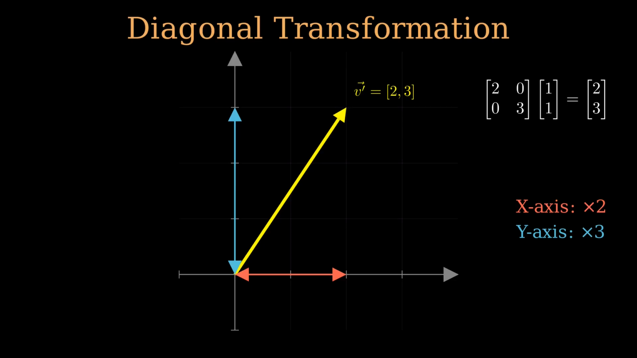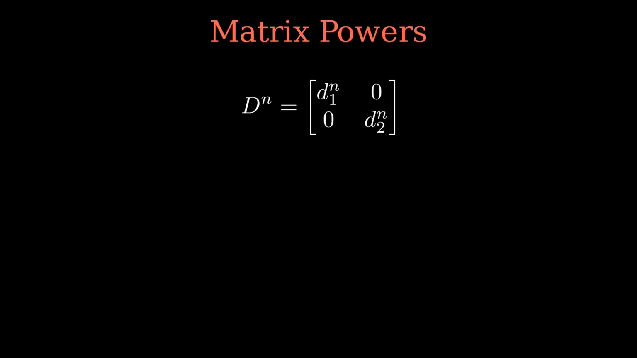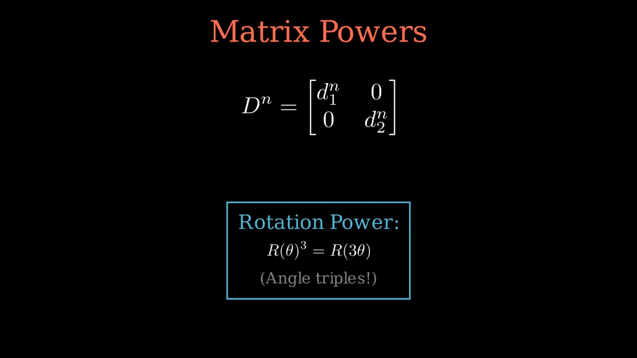Each axis scales independently. Here's where diagonal matrices really shine. Computing powers is incredibly easy. Compare this to rotation. Computing R to the third power means rotating 3 times, which equals 1 rotation by 3 times theta.